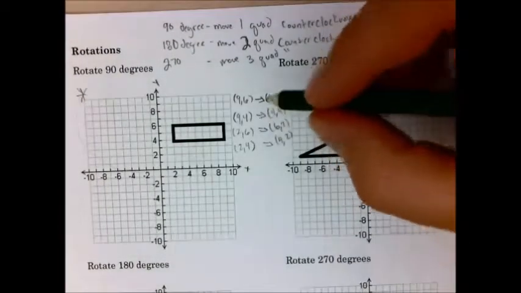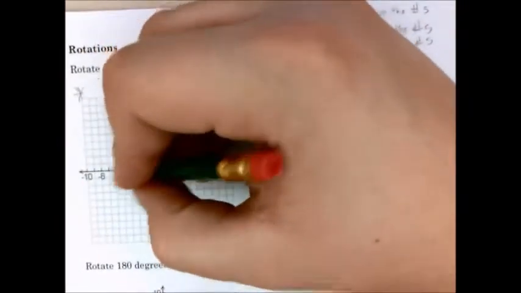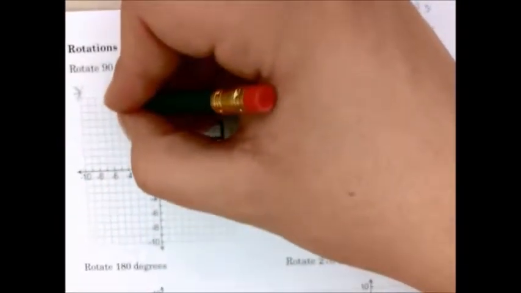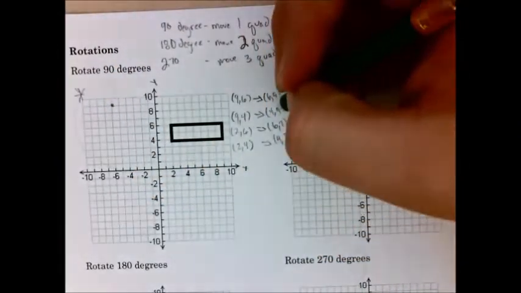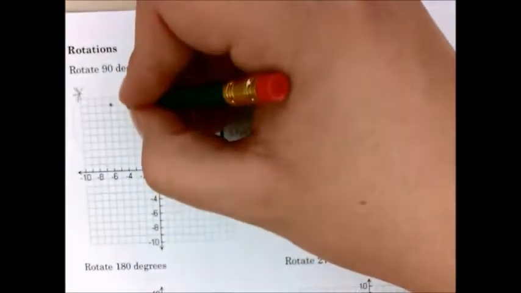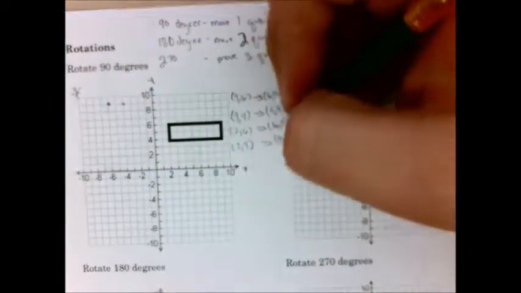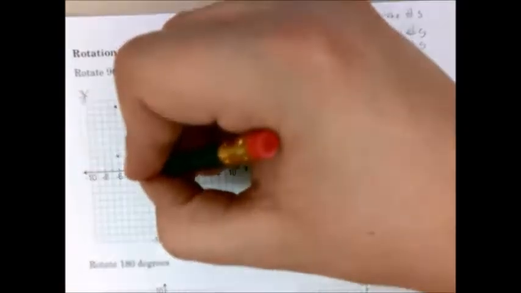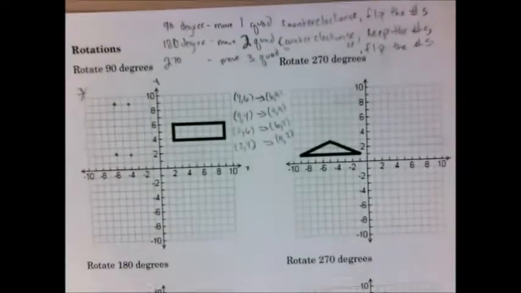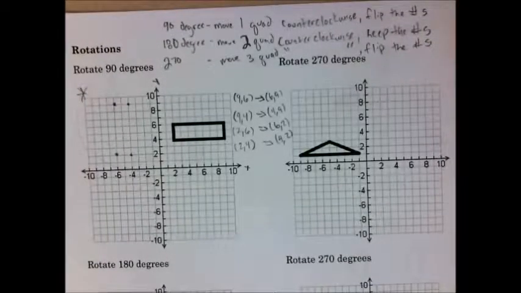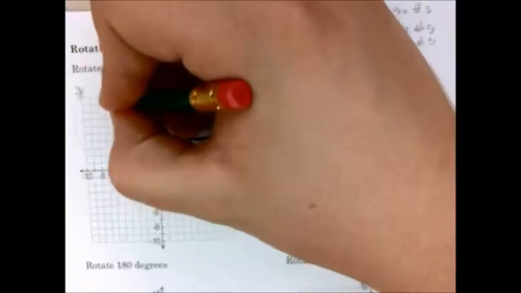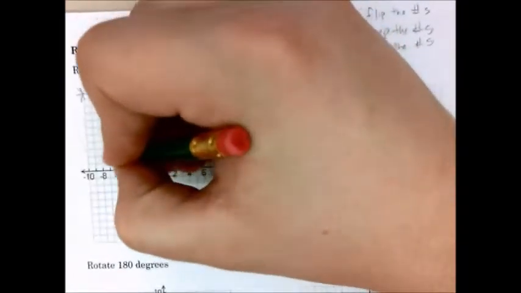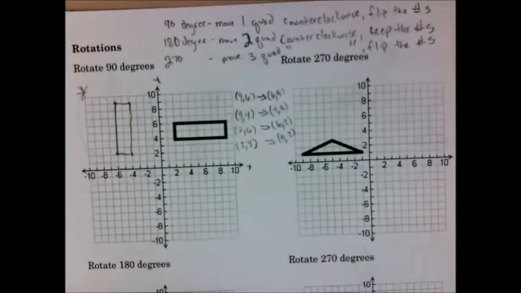So 6, 9. We're going to go over here in this quadrant. 6, 9, which is right here. Then we're going to go 4, 9. Then 6, 2. Then 4, 2. Notice how what we did was we rotated the object 90 degrees. And that's what it would look like when it's a rotation of 90 degrees.